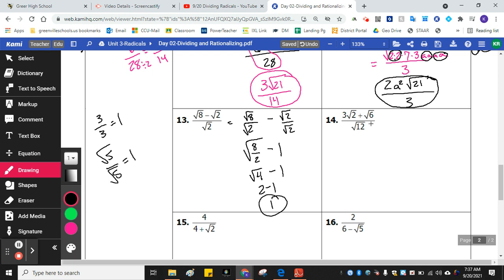Interesting. Same thing here. Break into 2 different fractions: 3 square root of 2 over square root of 12, and square root of 6 over the square root of 12. And then rationalize it. Square root of 2 over 12 is the square root of 1 over square root of 6. Square root of 1 is just 1, so that's 3 over square root of 6. And that's 6 divided by 12 is a half, so 1/2. Square root of 1 is 1. We square root of 2.